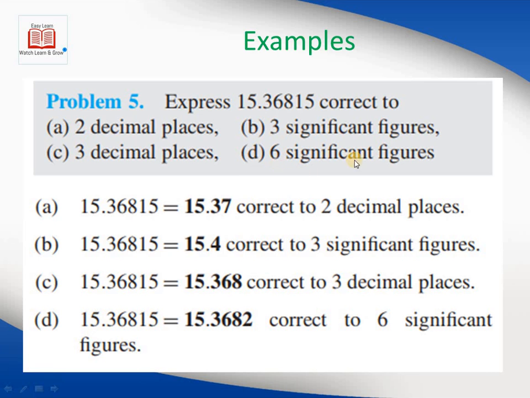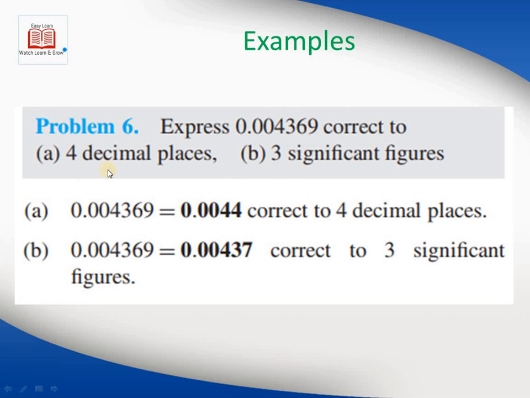So the next case, 6 significant figures, 1, 2, 3, 4, 5, 6. So the next is 5, and there is no 0 after this 5. So we have to watch the previous digit, that is 1. That is an odd number, so we have to add 1 to make it even. So 15.3682 is correct to 6 significant figures.